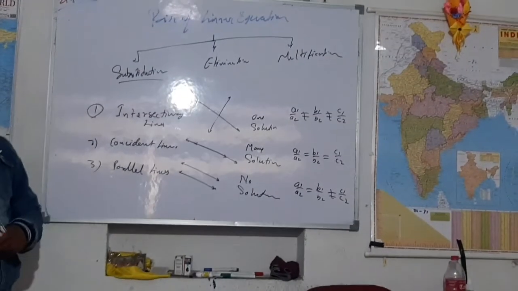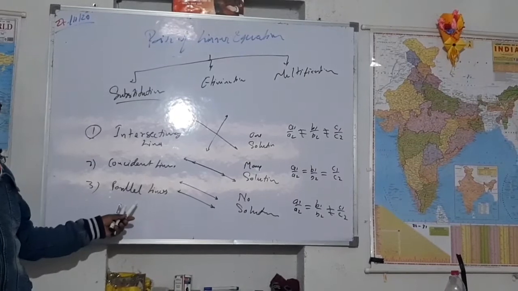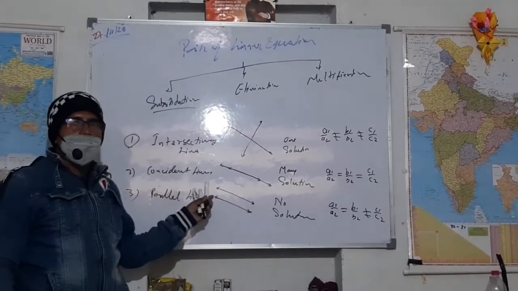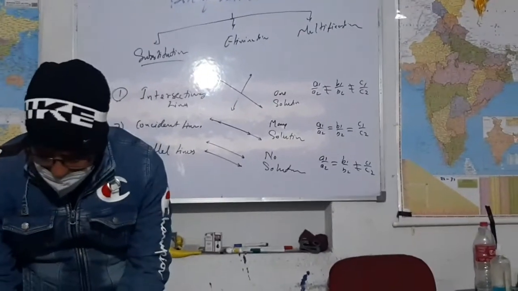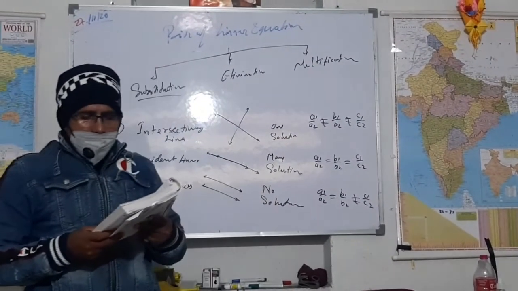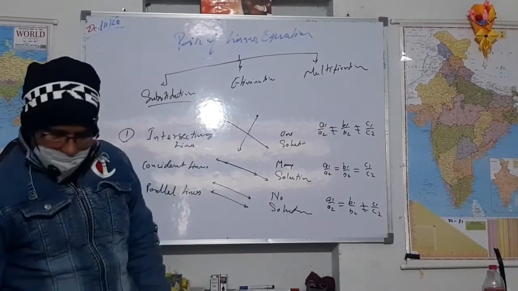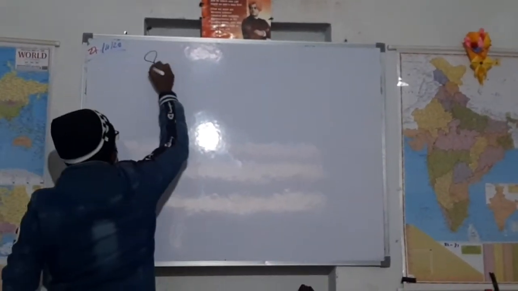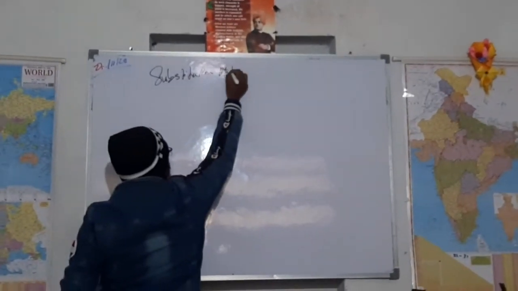Okay students, now we continue with the substitution method. This is from exercise 3.3. The question is: solve the following pair of linear equations by the substitution method.